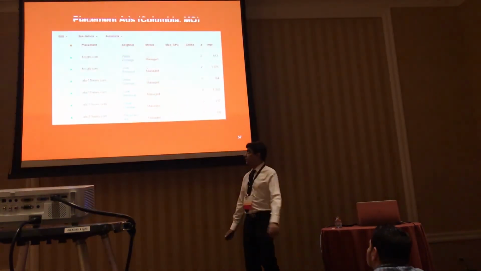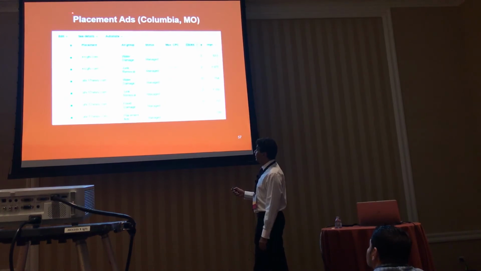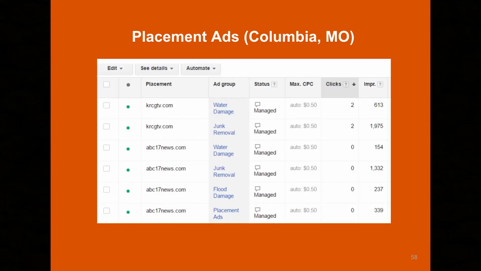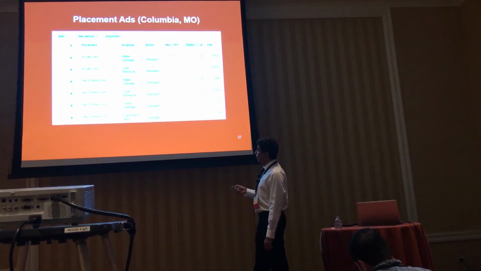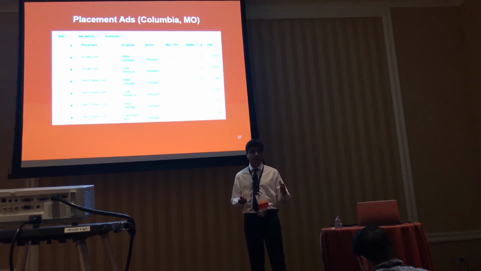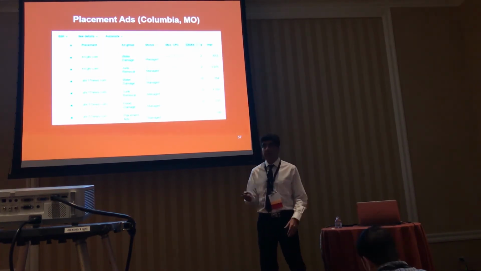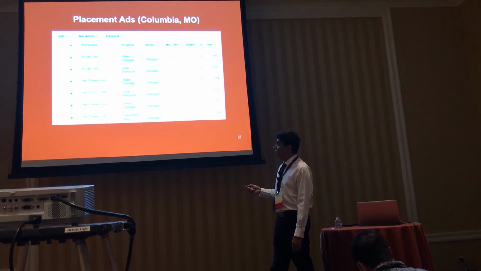So display campaigns. Placement ads. Here's a screenshot from a client in Columbia, Missouri. So we run campaigns on his local news channels, right? So every area has its local news channels. In Columbia, Missouri, it's abc17news.com.